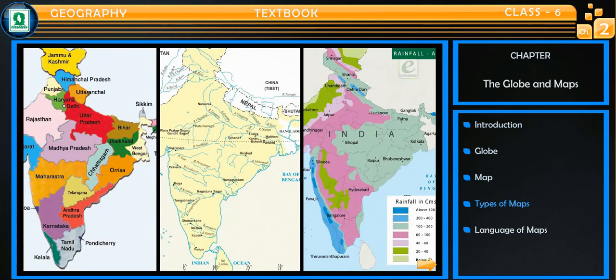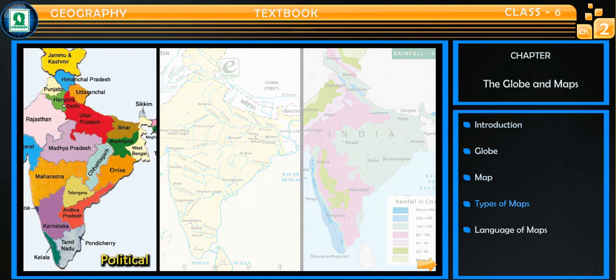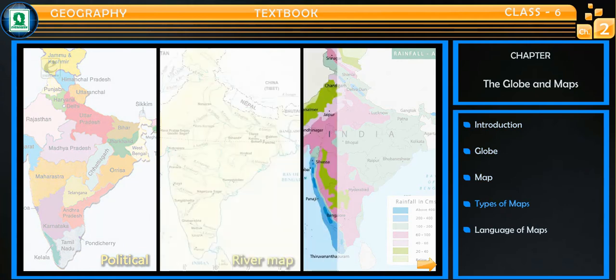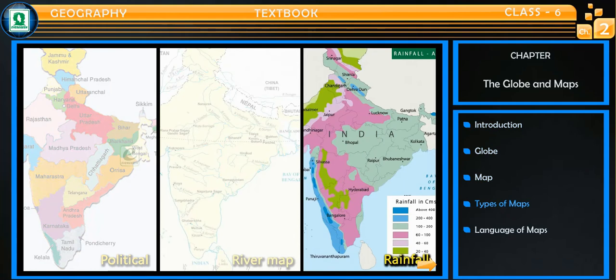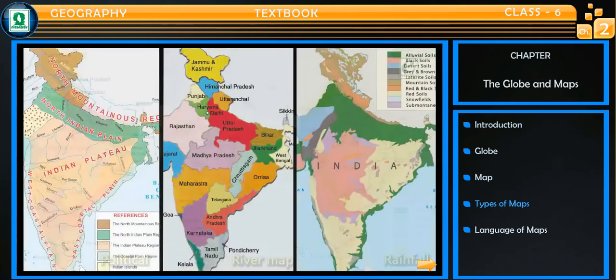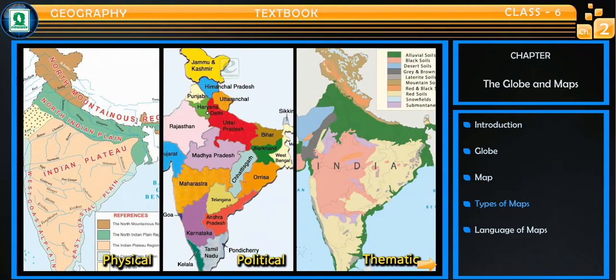Let's check it out. The first map is the political map of India. The map in the middle is showing different rivers in India, and the third map is showing the amount of rainfall in India. Thus, these three maps are maps of India only, but showing three different features of India. Maps are not of a single type showing cities and states, but they also show different features. The most basic categories of maps are physical, political, and thematic.